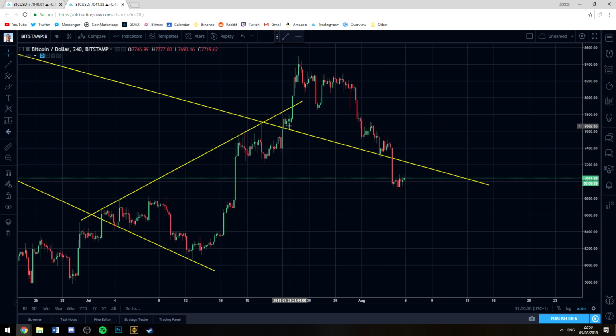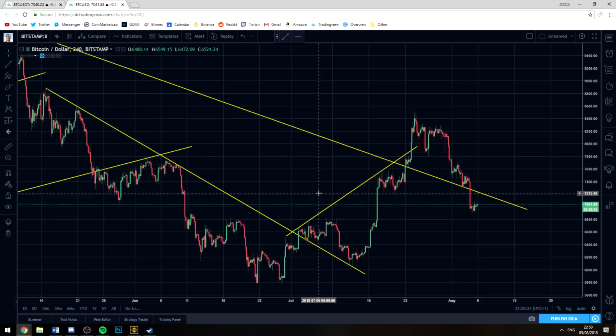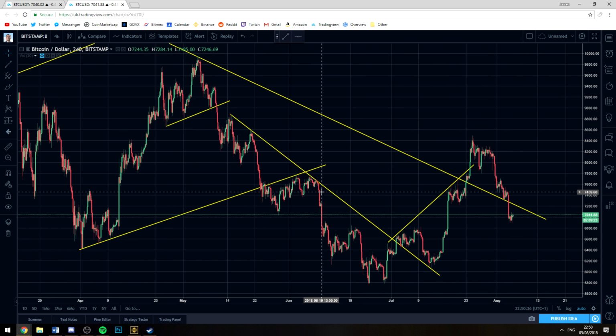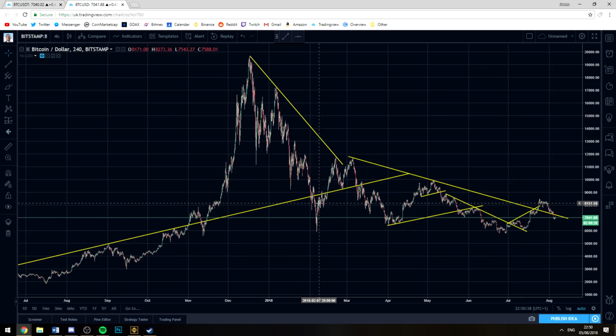So you can see here, it's bounced off a couple times there, as well as it bouncing off here. So previous resistance can also turn into new support. Now that is what's happened. That's what happened with this trend line here.